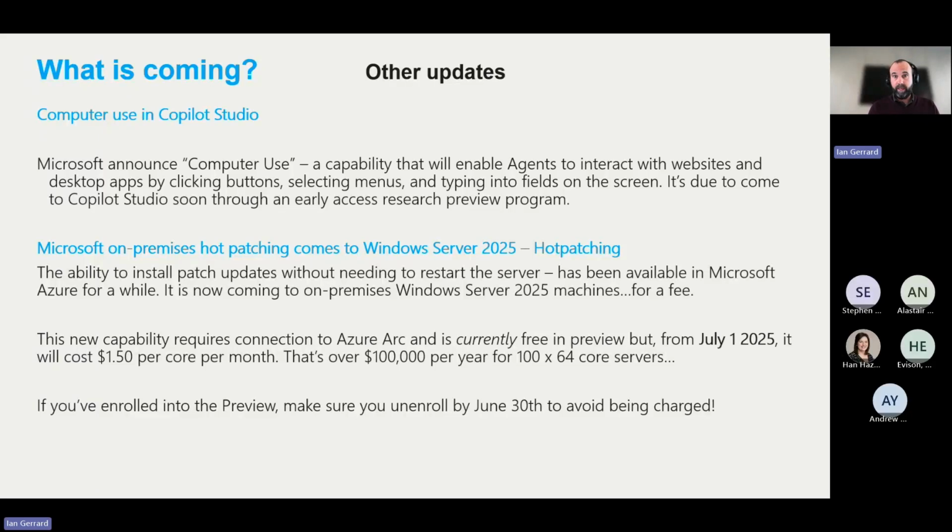The bit I was mentioning previously was Microsoft introducing hot patching, without the need to restart the server. It's been available in Azure for a while. It is now coming to on-premise for Windows Server 2025. But it's being done through Azure Arc, which is currently free, in preview. But from the 1st of July, it will cost. I've only got dollar pricing, so I had to use that: $1.50 per month. So if you've enrolled in the preview for hot patching, either unenroll by the 30th of March or you're going to start being charged. So please bear that in mind.